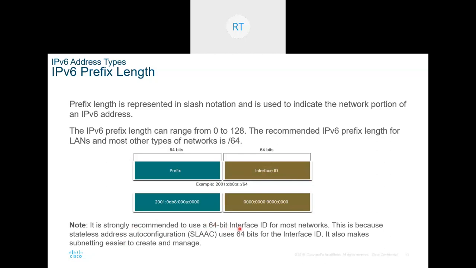It's recommended to use a 64-bit interface ID for most networks. This is because of a function known as SLAAC, which basically enables a device to automatically assign itself an address. So that's the hierarchical structure. For an address like this, 2001:DB8:A, the first 64 bits are the prefix, and the last 64 bits are the interface ID, which means the network is 64 bits and the host is 64 bits.